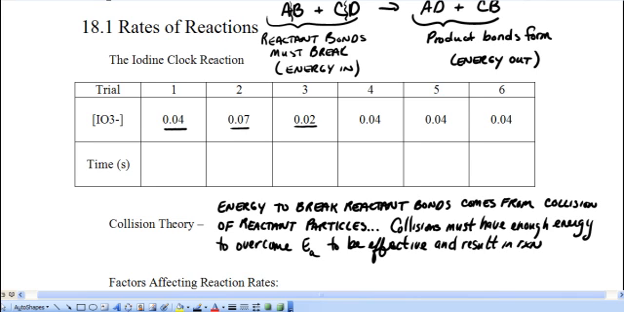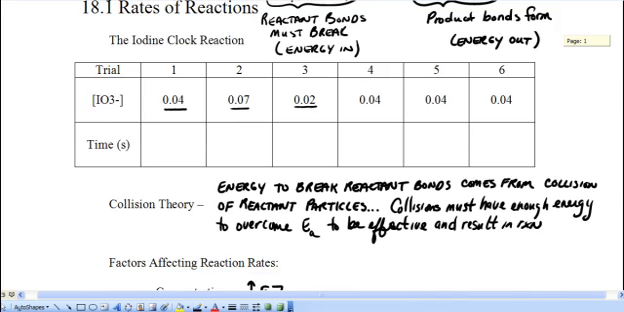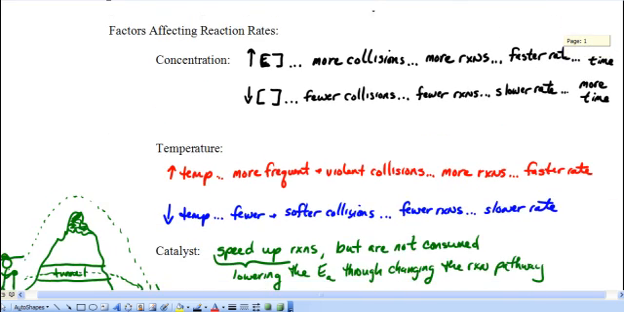So how do you change that? Number one, you can control the number of collisions by changing the concentration. Number two, you can change the number of collisions and the violence of the collision by adjusting the temperature. Number three, you can lower the requirement by adding a catalyst.